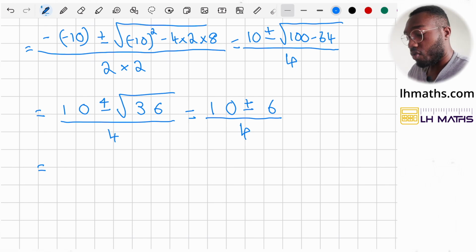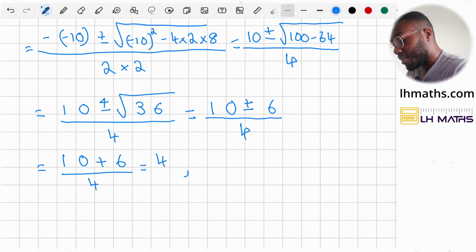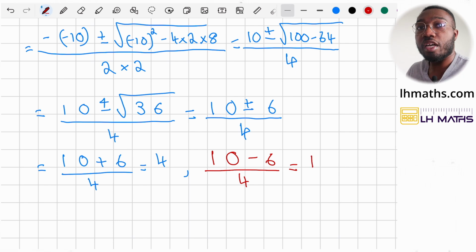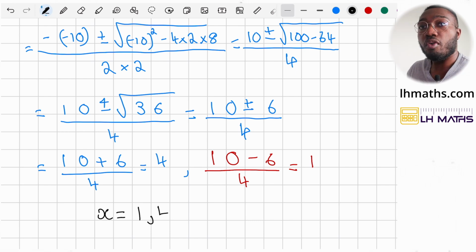At this stage, you can break it up. So we have two solutions. We have 10 plus 6 over 4, and that gives us 4. Or we have 10 minus 6 over 4, which gives us 1. So we have two solutions here. We worked out both our solutions. We have that x would have to be 1 or 4.